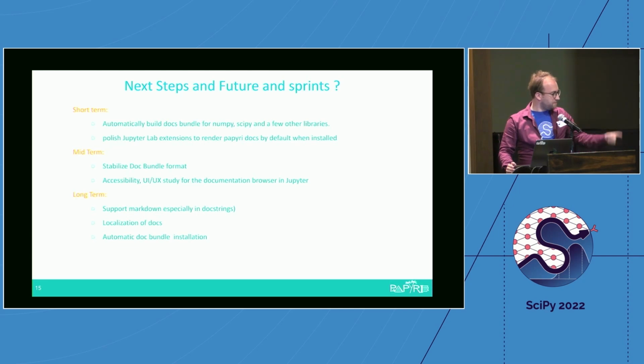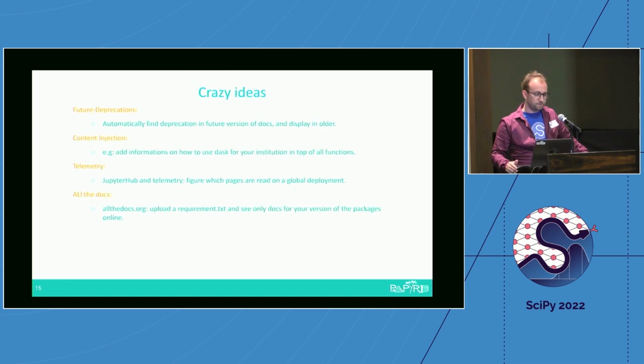For example, maybe, if that works great, have that understood by Conda, so that when you conda install or pip install a library, the documentation automatically comes with it, so that you don't have a separate step for the user, because right now it's a separate step. Crazy idea I already talked about, future deprecation. The intermediate representation is semantic, so you could pull documentation from the future.